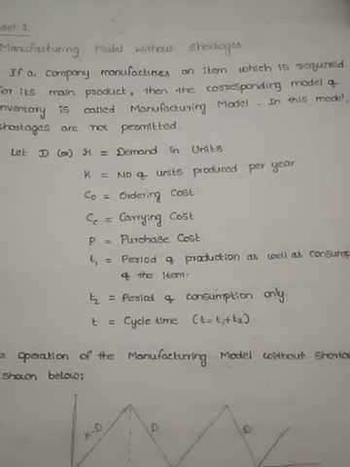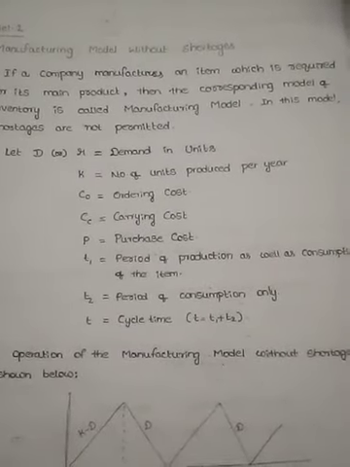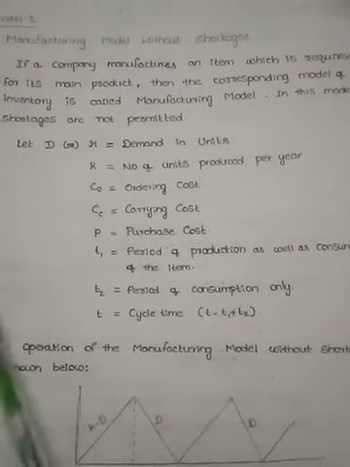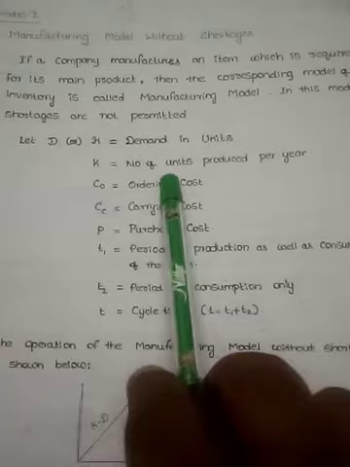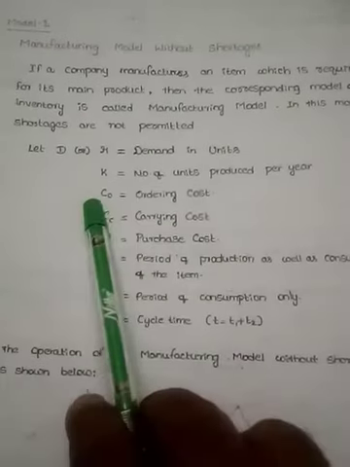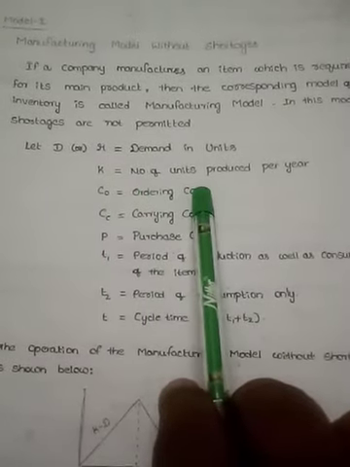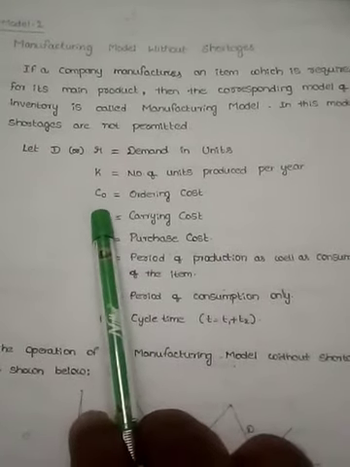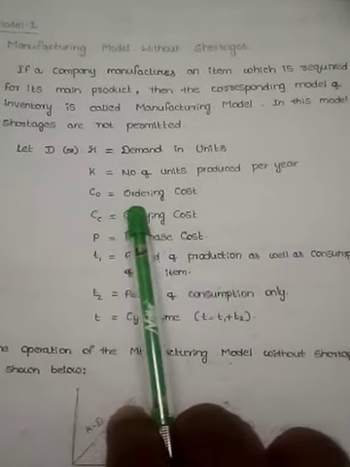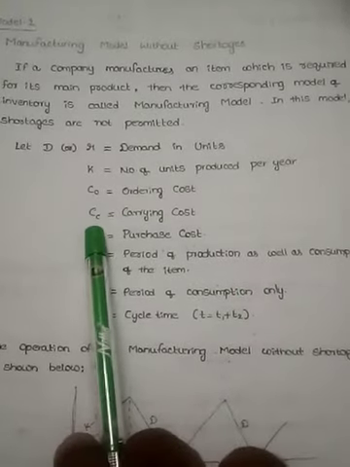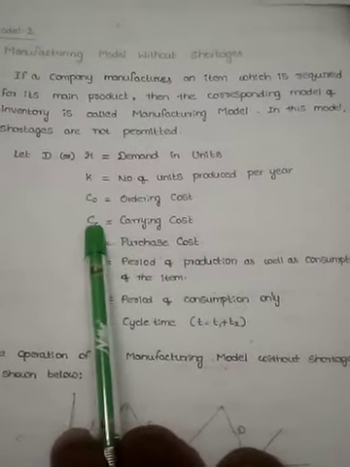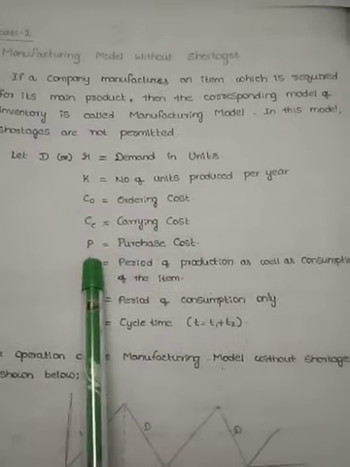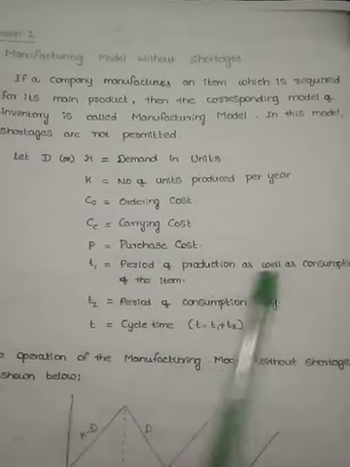Let us consider some variables for some items. Here, capital D or small r denotes demand in units. Capital K denotes the number of units produced per year. Capital C naught denotes ordering cost. Capital Cc denotes carrying cost. Capital P denotes purchase cost.